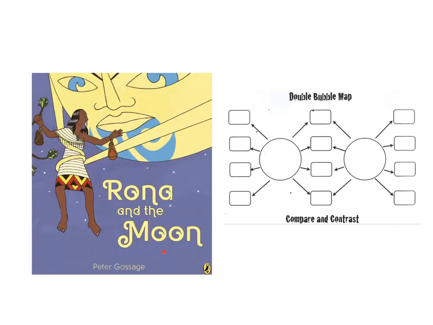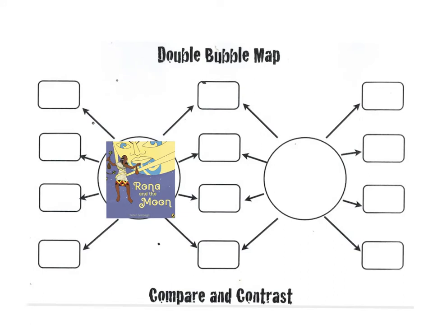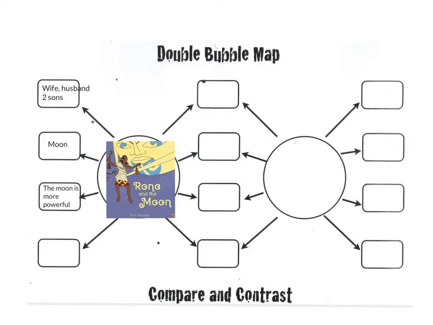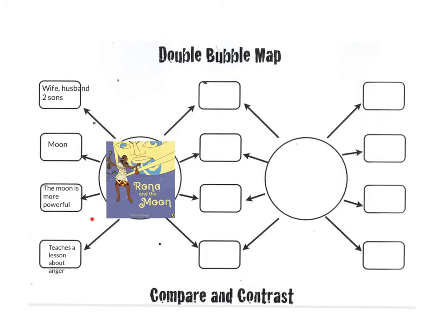So first of all, I'm going to be thinking about the things that happened in the story Rona and the Moon. Here I'm going to put the things that happened just in this story that didn't happen in my other legend, How Maui Slowed the Sun. So in Rona and the Moon, there is a wife, a husband, and two sons. And the story involves the moon. In Rona and the Moon, the moon is more powerful than the people. And the legend teaches us a lesson about anger.